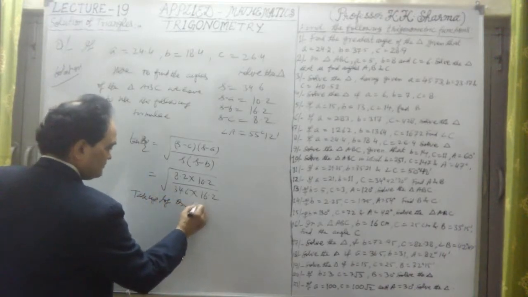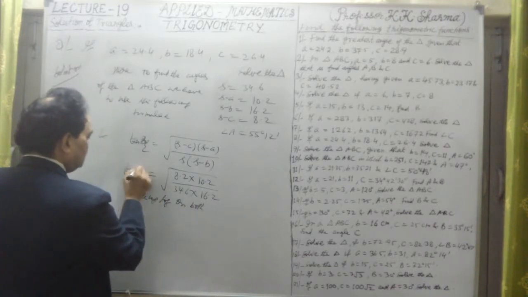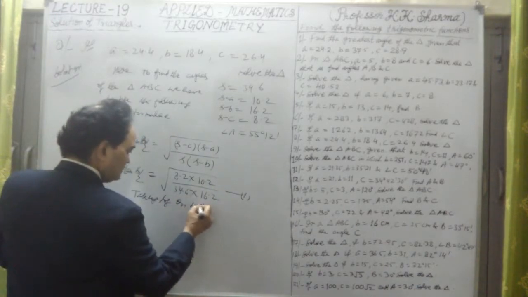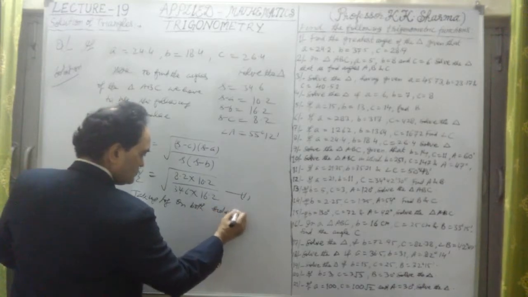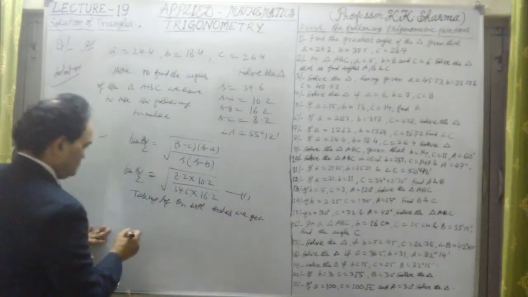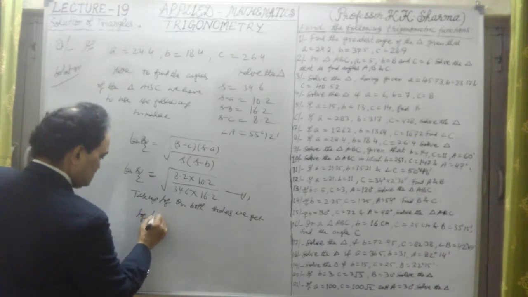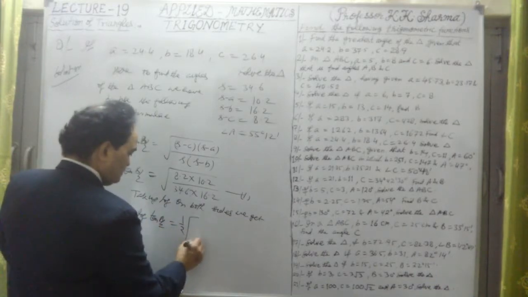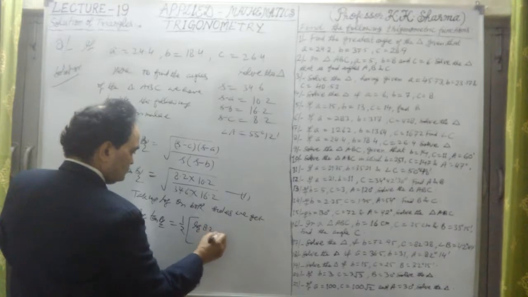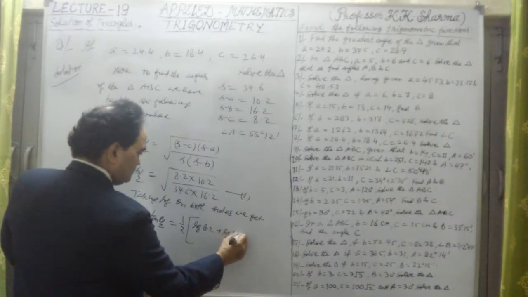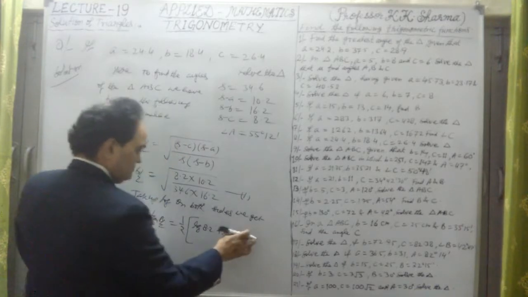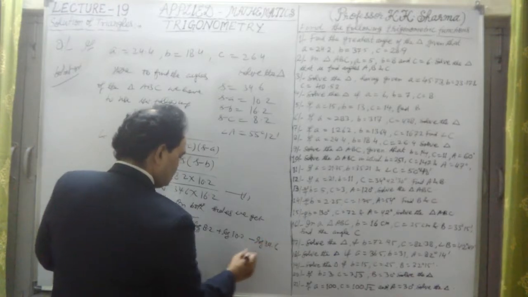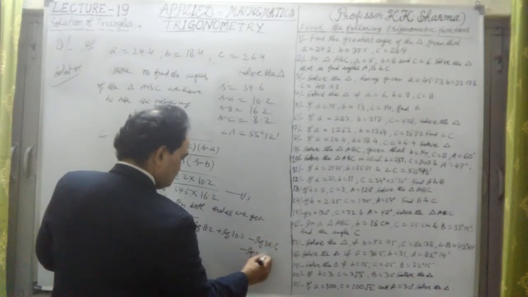on both sides, this is tan B by 2 equal to this. Let me take the first equation. Taking log on both sides, we get log of tan B by 2 equals 1 upon 2 in brackets, log of 8.2, log of 10.2, minus sign, then log of 34.6, minus log of 16.2.